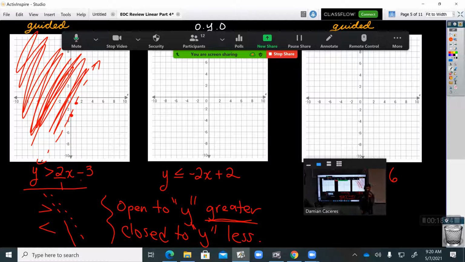Yes, but it's one click on the computer on the EOC. You don't have to drag your mouse. It's going to let you click either here or here, and as soon as you click it, it'll shade the whole thing. You with me? Like on IXL.